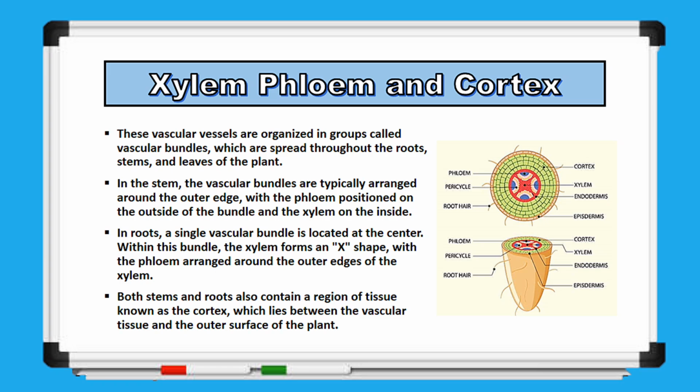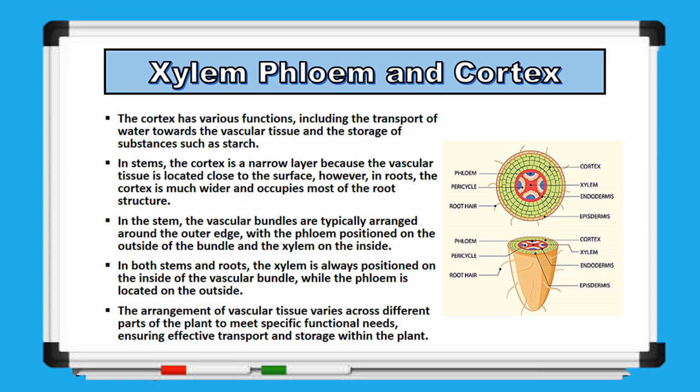Both stems and roots also have a region called the cortex, which lies between the vascular tissue and the outer surface of the plant. The cortex helps store food and water and supports the plant's overall growth and functioning. The cortex serves several important functions, including helping transport water toward the vascular tissue and storing substances like starch. In stems, the cortex is relatively narrow because the vascular tissue lies close to the surface. In roots, however, the cortex is much wider, occupying most of the root structure.